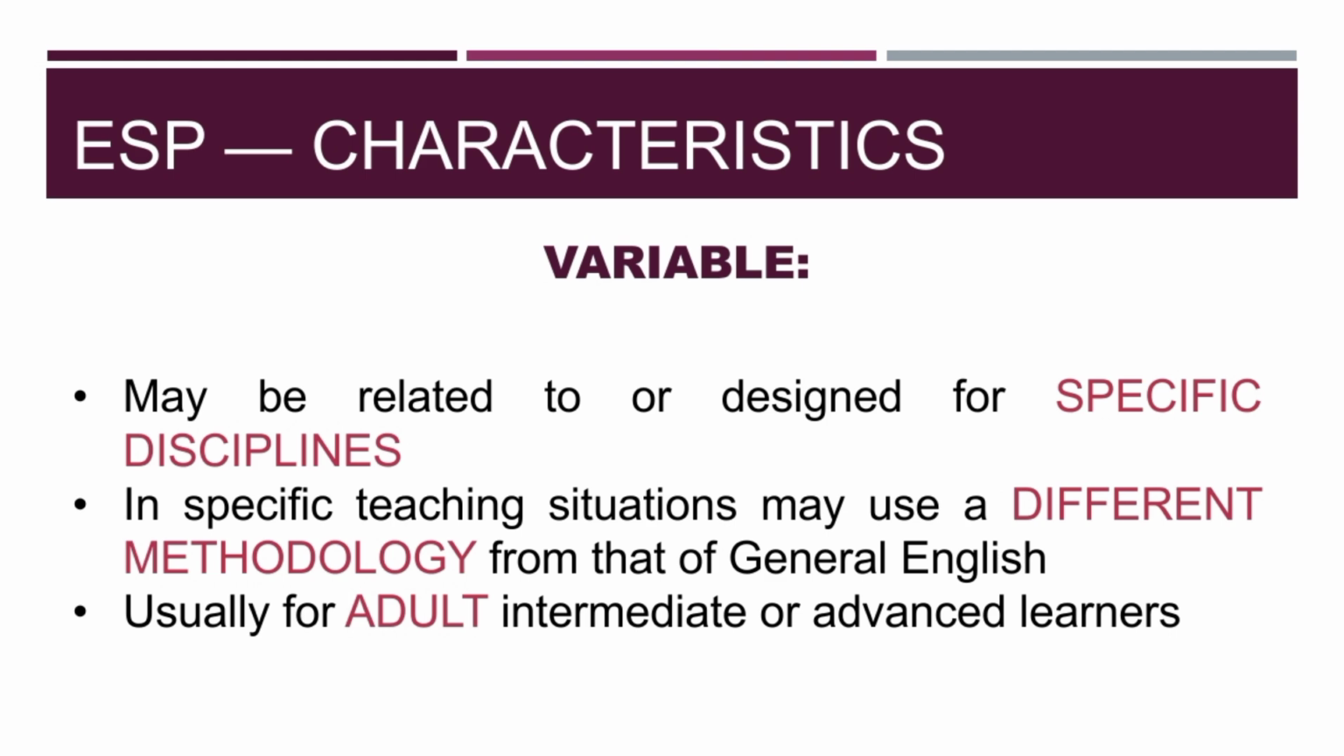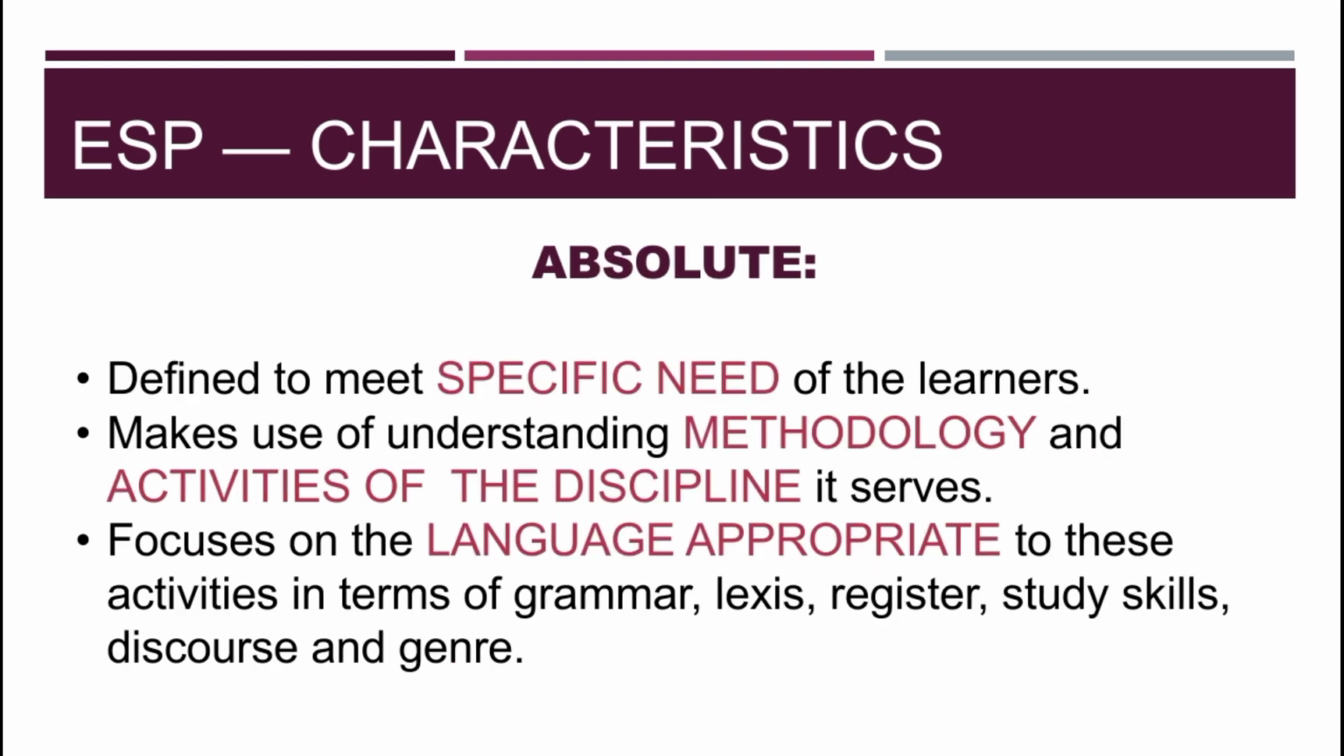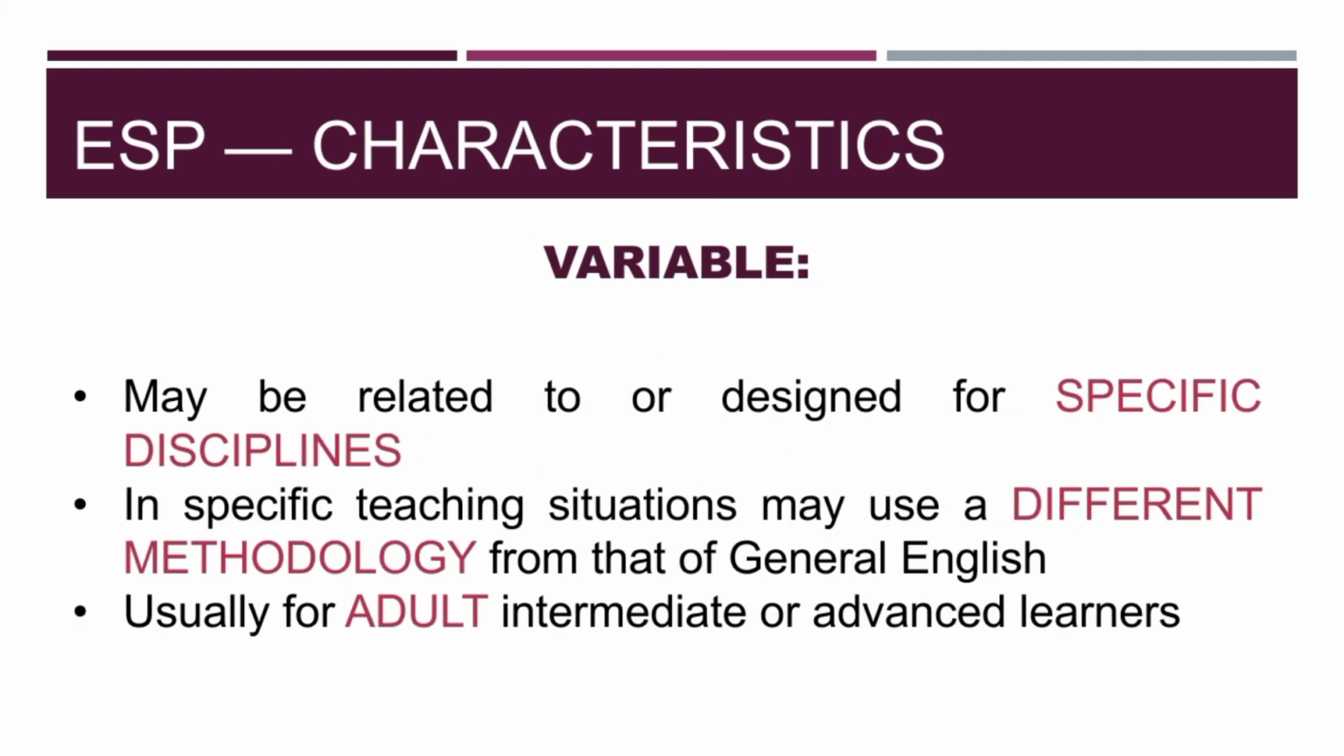Here we have that the absolute characteristics are specific to English for specific purposes because learners' needs are of vital importance when designing language activities. So as regards the variable characteristics, ESP courses can be designed for a specific group using a definite teaching methodology. Nevertheless, all learners' categories and disciplines can be concerned with ESP.